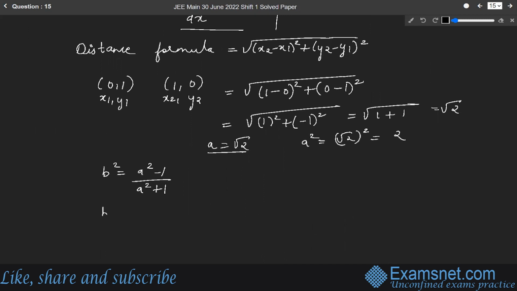Now let us substitute the values. B square will be A square, what is A square? 2, minus 1, divided by A square plus 1. A square is 2, plus 1. So it will be 2 minus 1 is 1. 2 plus 1 is 3. So B square is equal to 1 by 3, right?